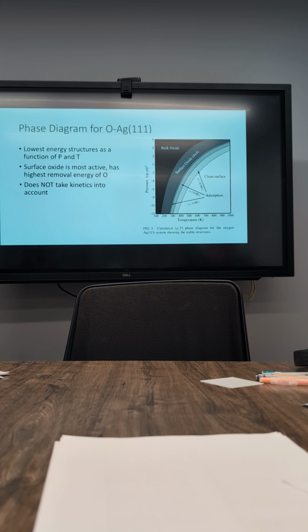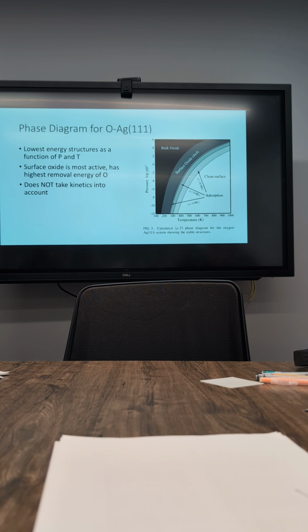If I have a really high temperature, I'm going to be all the way in that bulk oxide. So if I'm looking at this on the exam, I would just look at this graph, number one, because it's going to tell you everything you need to know. But if it asks you more specifics about the chemical potential, you might need to understand that they got this from the surface energy. That's how they figured out what was the most favorable at X pressure and X temperature.